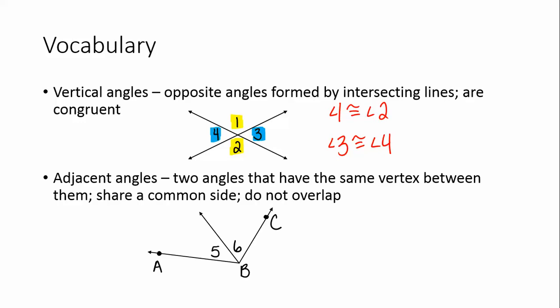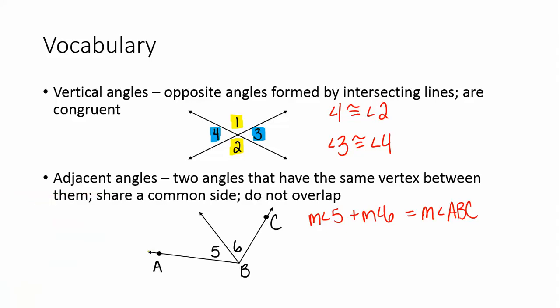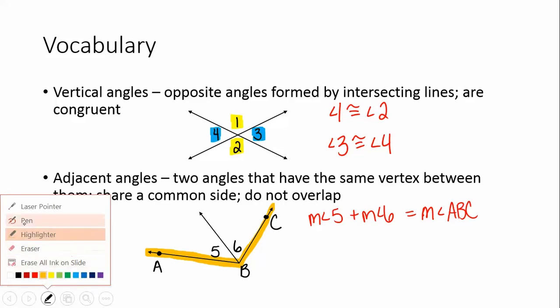Adjacent angles can be added together to come up with a larger angle here. So we could write an equation that the measure of angle 5 plus the measure of angle 6 would equal the measure of angle ABC. And you can hopefully see, if I trace angle ABC here, that angle is made up of the two smaller angles, angles 5 and 6. So there's the large angle ABC, and it's made up of angle 5 added to angle 6.